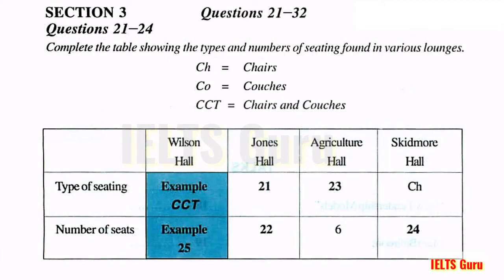In this section, you will hear a discussion between three students, David, Joseph, and Carrie. In the first part of the discussion, they will be talking about lounges in different school buildings on campus. First, look at questions 21 to 24. Note the examples that have been done for you.